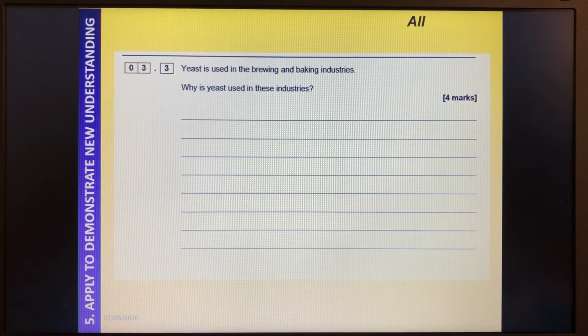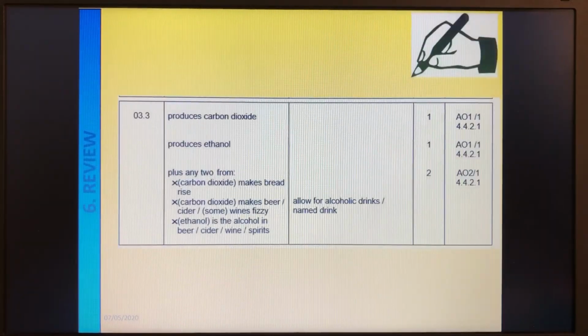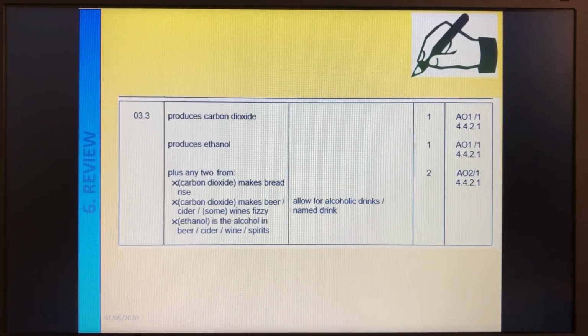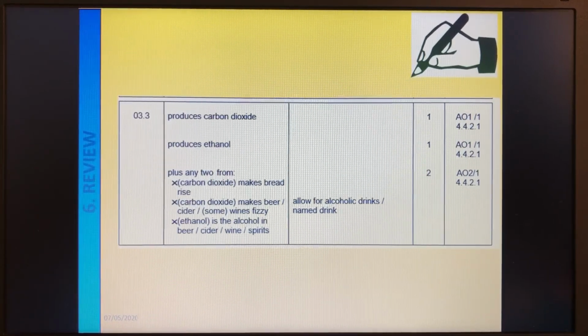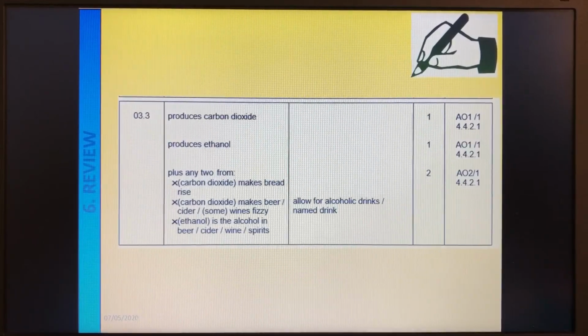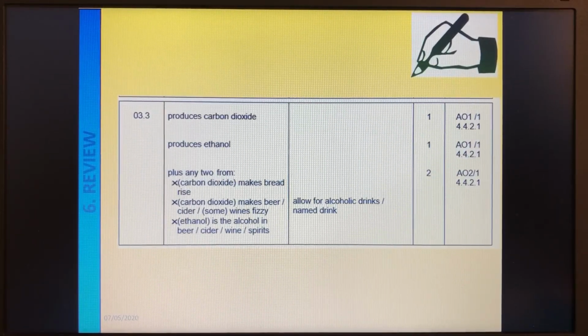Okay, well done. Hopefully you've given that a good go, and let's have a look at our answers. So we've got the fact that carbon dioxide is produced for 1 mark, ethanol is produced for another mark, and then you say how they're used. The carbon dioxide is to make bread rise. The carbon dioxide also makes the fizzy alcoholic drinks, like beers and ciders, fizz. And the ethanol is the alcohol present in those alcoholic drinks, for example, beer, cider, wine and spirits. Okay, so that gives us our 4 marks.